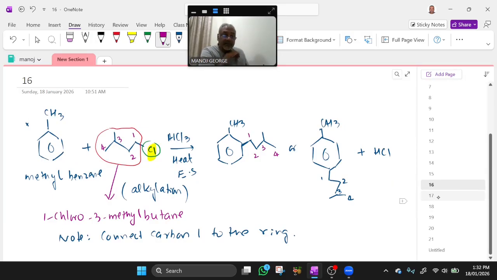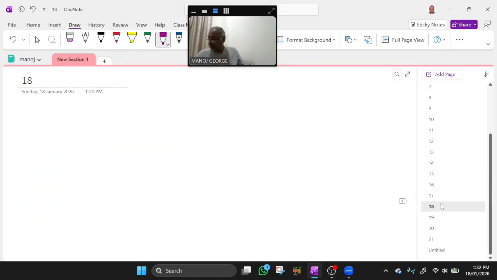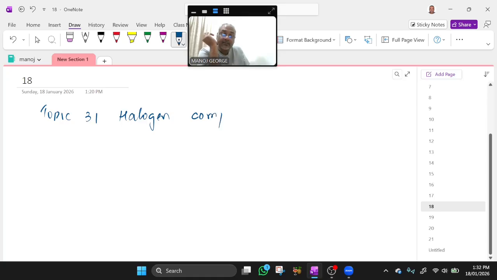Okay, I hope everyone is done. So let's finish one more lesson. It's a very small lesson and it talks about halogen compounds. There's only one point which I have to discuss to finish that lesson. So this is topic number 31, halogen compounds. This is not halogen compounds for the AS level. This is for A level, and we are only discussing haloarene.